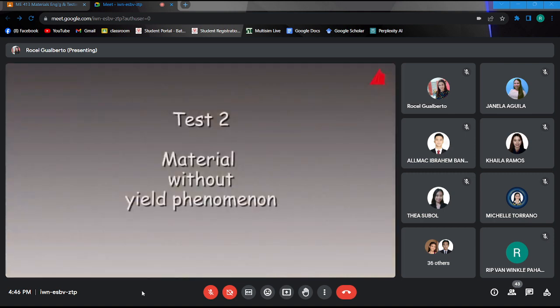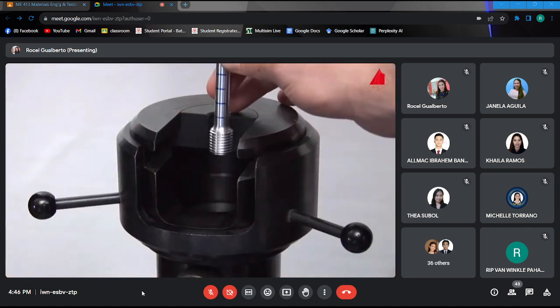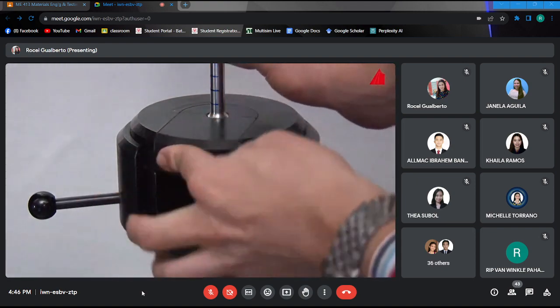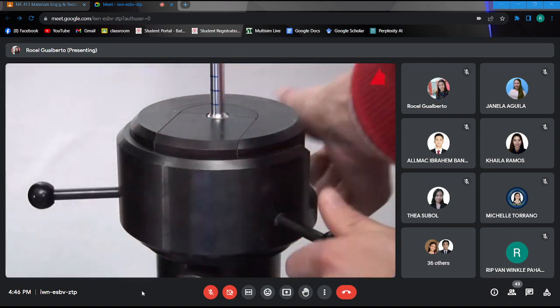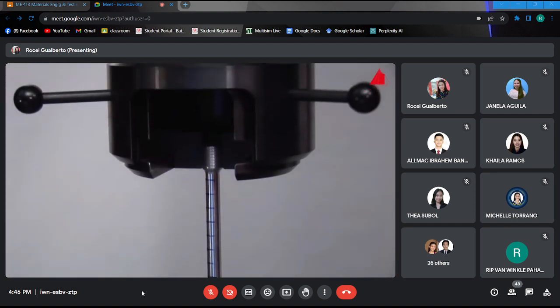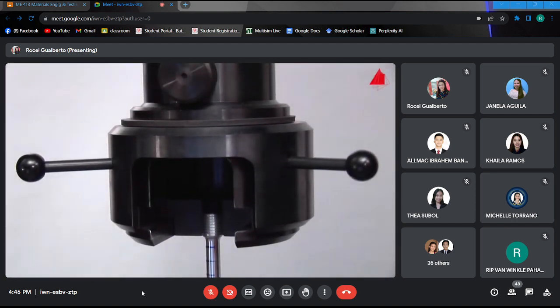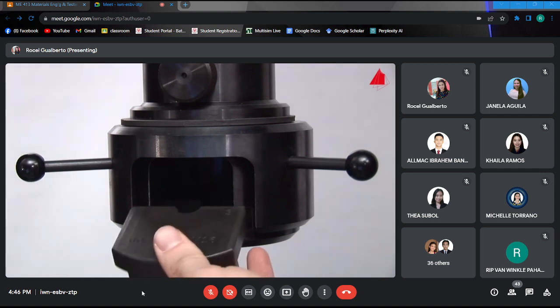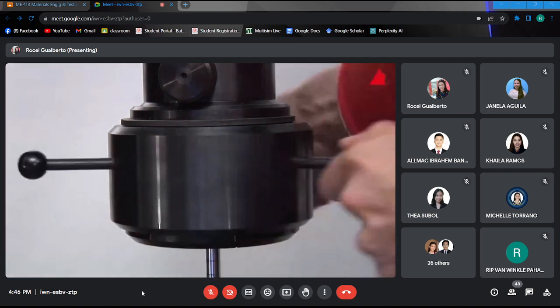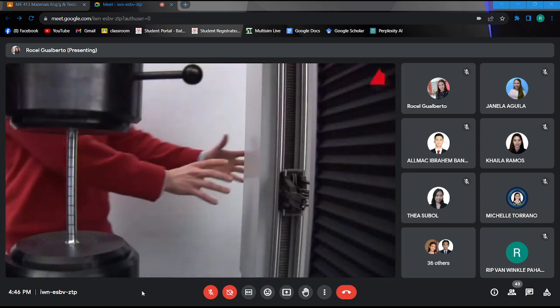In the second tensile test, a material without yield point phenomenon is to be tested. In this case, it is a precipitation-strengthened aluminium alloy. The test piece has exactly the same shape and dimensions as the specimen in the first test. It is cylindrical, with an original diameter of 10 mm and an original gauge length of 100 mm.